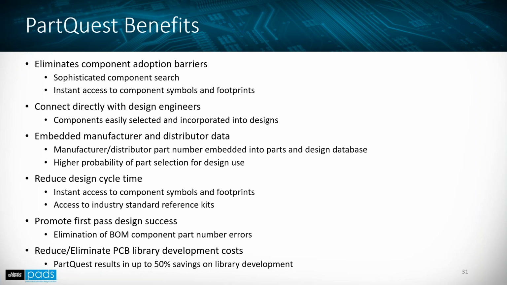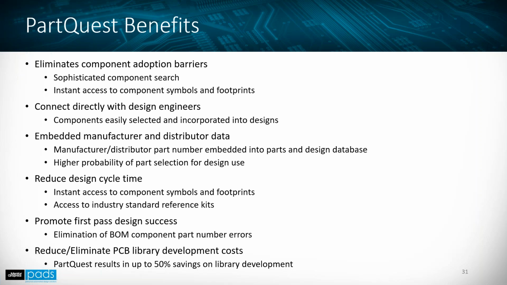We can connect directly with those design engineers. They can request these parts or maybe place them in a folder on partquest.com, and then the librarian can go ahead and download all of that. A huge benefit here is that we have all of that embedded manufacturer and distributor data that we can actually have on the schematic through the use of DX Databook.